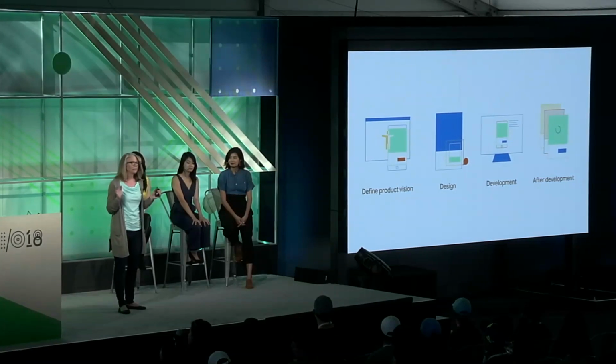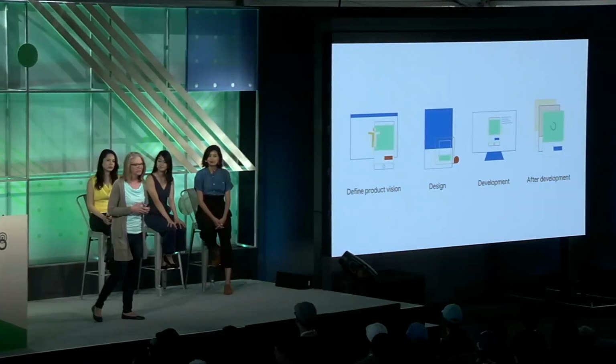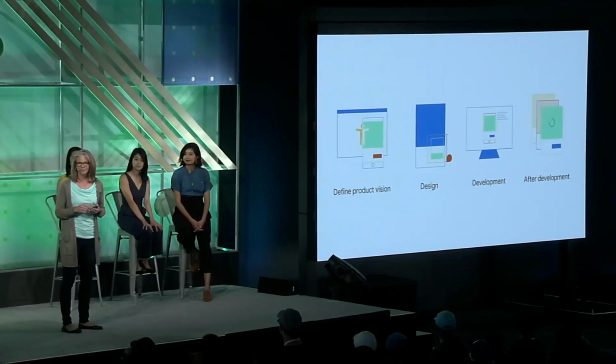OK, so to get this started, we're going to break it down into 4 primary stages. We have defining the product vision, design, development, and after design. Now, this framework probably seems familiar to you, and that's on purpose. We're not here to introduce yet another process for you to follow. Instead, we see this as a toolkit of ideas and things that you can do to enhance your product to make it more inclusive. Because in the end, inclusive design is really just simply good design.